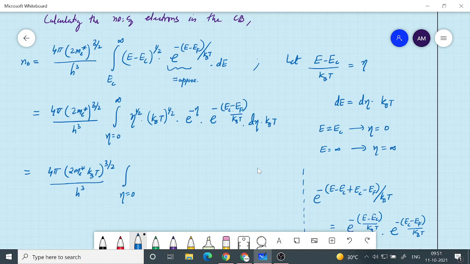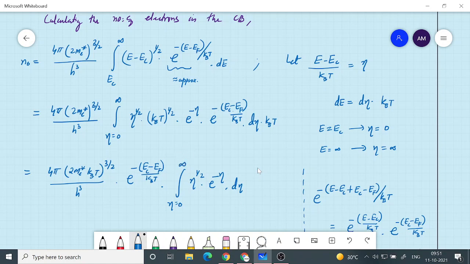Okay, I can take this term also outside, because it doesn't contain eta: h cube into e raised to (EF minus EC) by kBT, into integral eta equal to 0 to infinity eta raised to half into e raised to minus eta d eta. So this is the integral now we have to solve. So this is much simplified now.